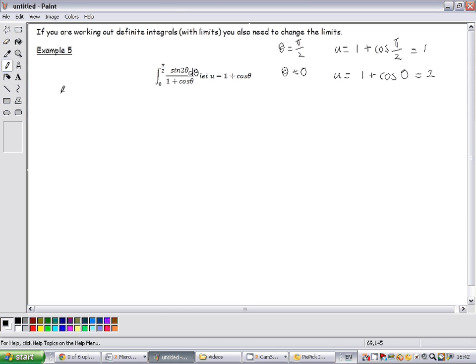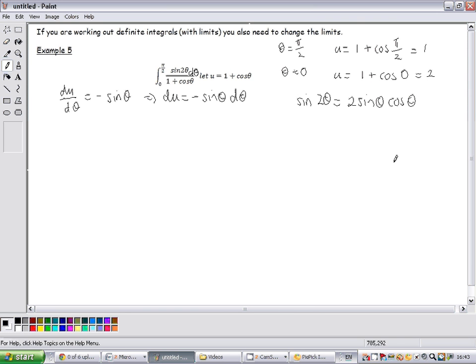du by d theta, differentiating the substitution, differentiate cos, you get minus sine. And so du is minus sine theta d theta. Now looking at the question, I can see we've got sine 2 theta on the top line. Now we should remember from C3 that sine 2 theta is the same as 2 sine theta cos theta, which I think will come in helpful here.